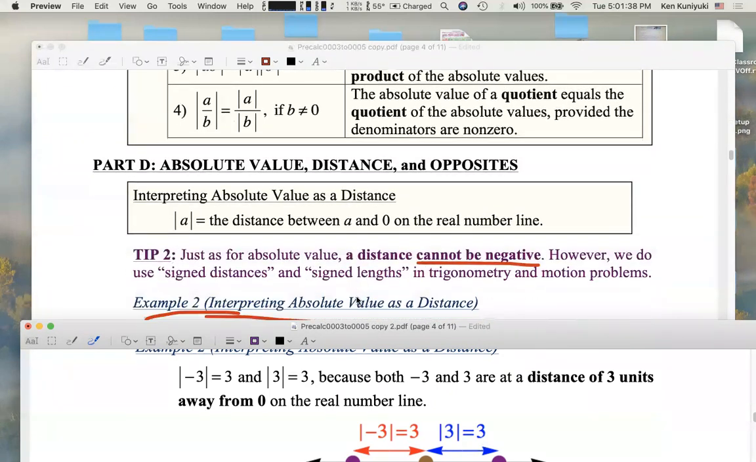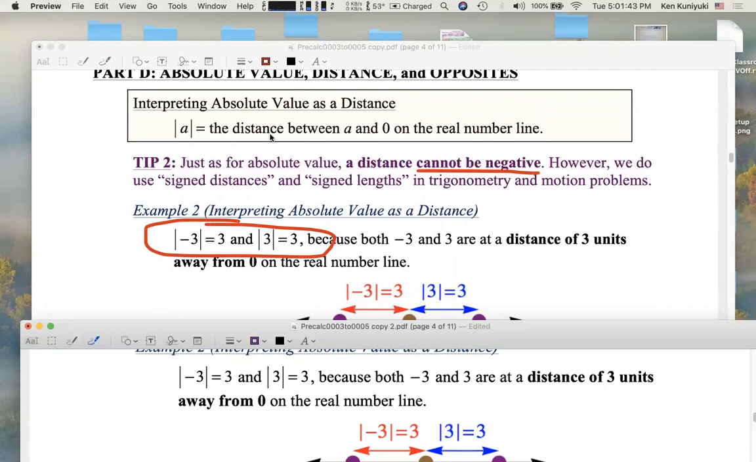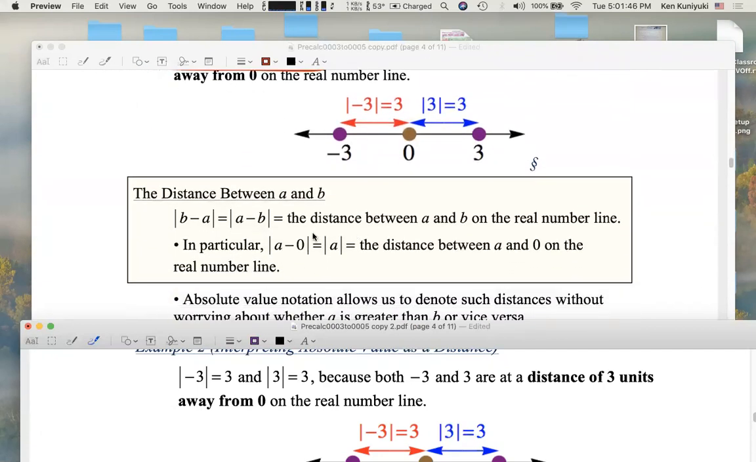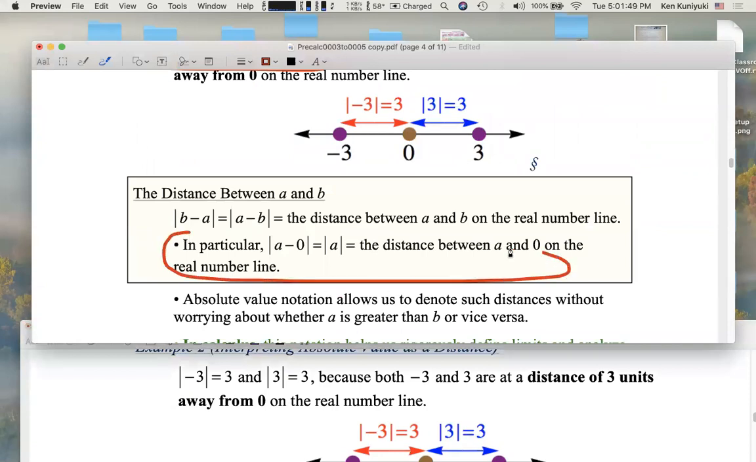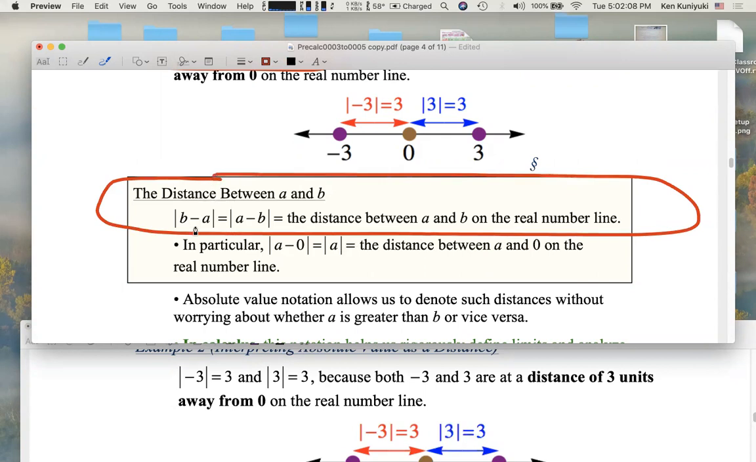We talked about interpreting absolute value as a distance. The absolute value of a is the distance between a and 0. The absolute value of a, which can be thought of as the absolute value of a minus 0, is the distance between a and 0 on the real number line. More generally, the distance between a and b can be written as either the absolute value of b minus a or the absolute value of a minus b. Either will represent the distance between a and b on the real number line.